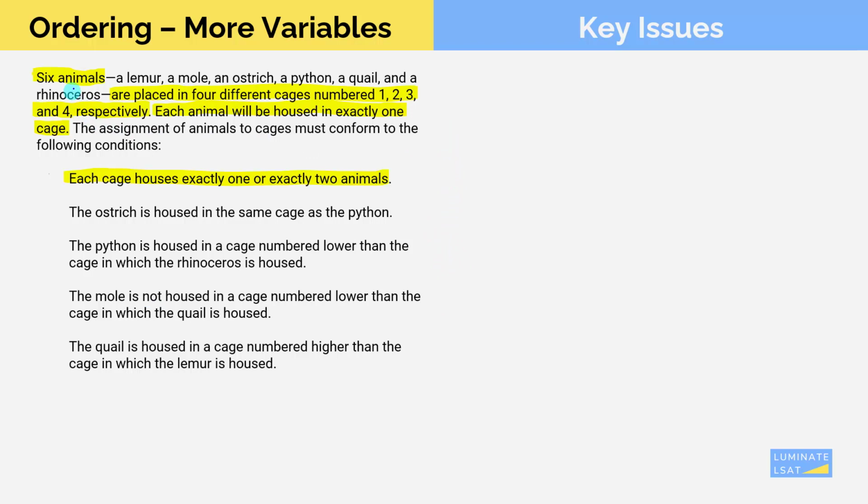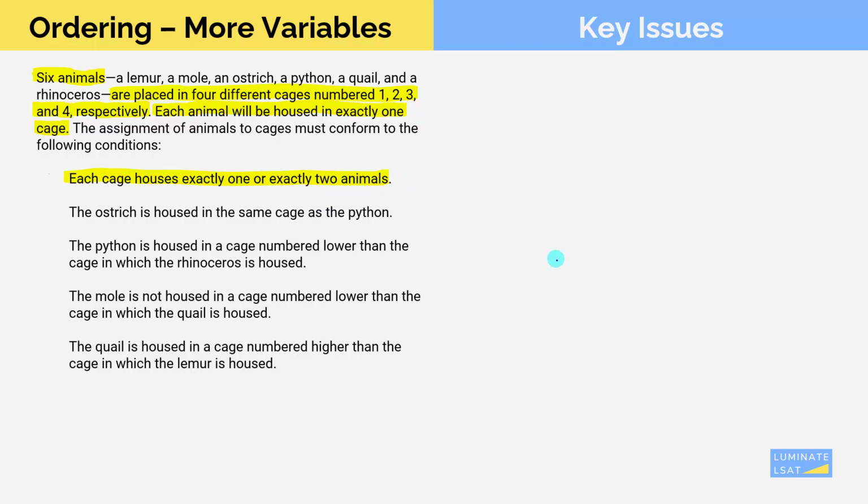We have 6 animals being placed into 4 different cages from 1 through 4. Each animal will be housed in exactly 1 cage. So that means these 6 animals, they're each going to appear once in our game. Now notice that this first rule here is telling me each cage will have exactly 1 or 2 of these animals. So how do we handle that issue in our main diagram?